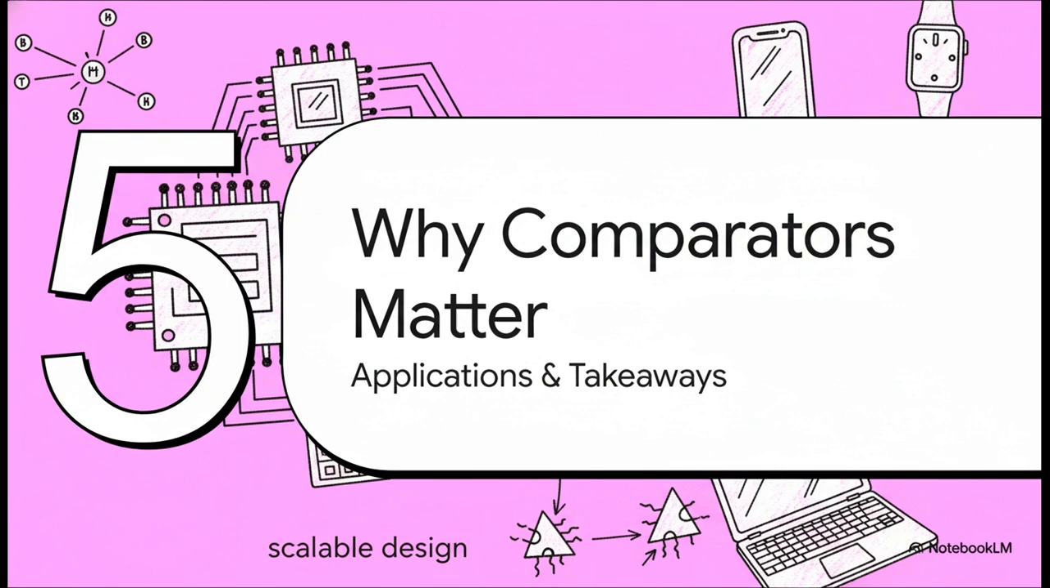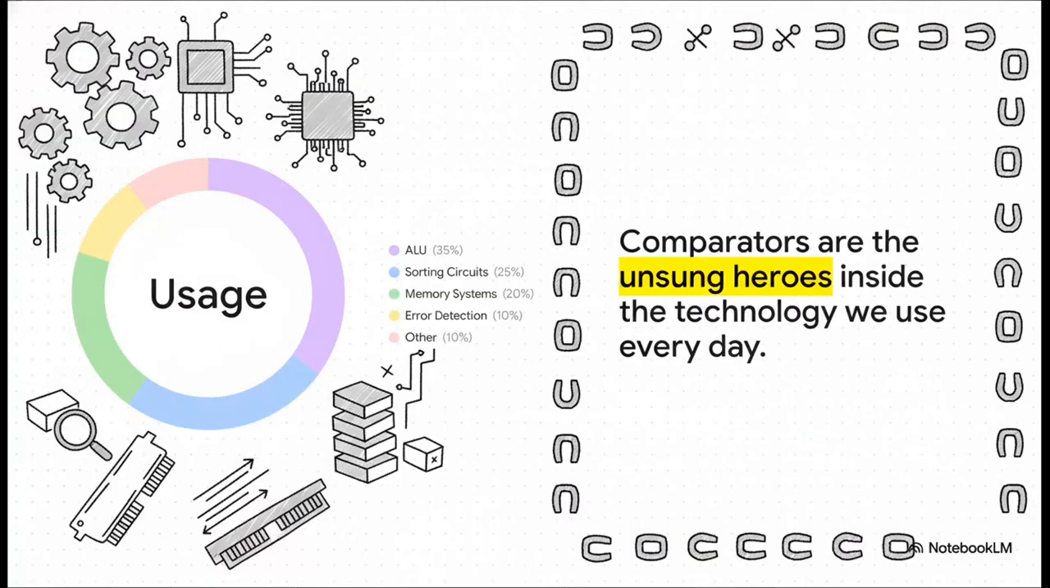Now let's tie this all back to the real world and see where these comparators are the unsung heroes inside the tech we use every day. They are literally everywhere. I mean, they're a fundamental piece of the arithmetic logic unit, the ALU. That's the mathematical brain of your computer's processor. They're also essential for any circuit that needs to sort data, for managing where things are stored in memory, and even in systems that check for errors in data. Basically, anywhere a digital system needs to make a decision, you can bet a comparator is doing the heavy lifting.